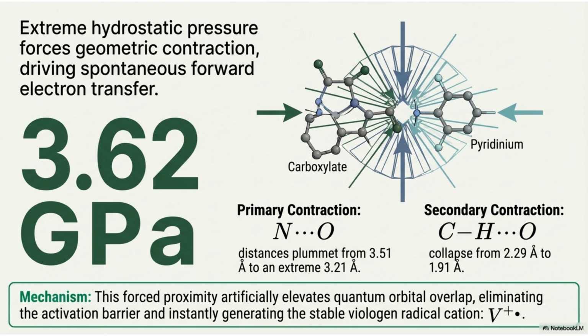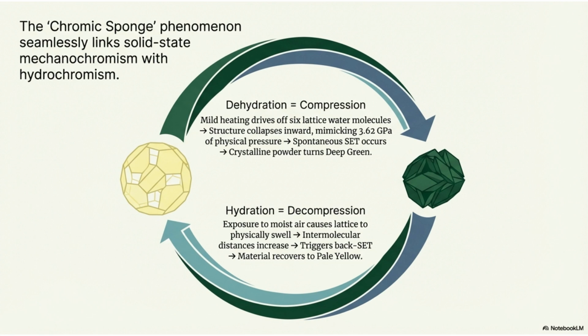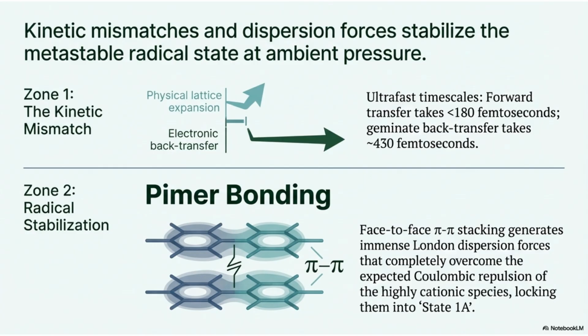This forced proximity elevates quantum orbital overlap, eliminating the activation barrier and instantly generating the stable viologen radical cation. The chromic sponge phenomenon links solid-state mechanochromism with hydrochromism. Dehydration mimics compression, triggering spontaneous single electron transfer, and a color change to deep green, which reverses upon hydration. Kinetic mismatches and dispersion forces stabilize the metastable radical state at ambient pressure.